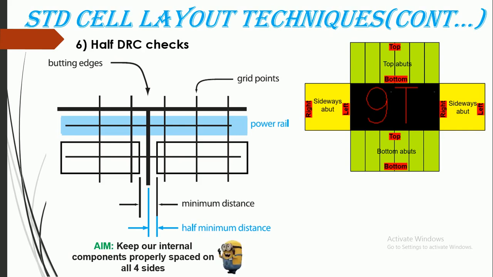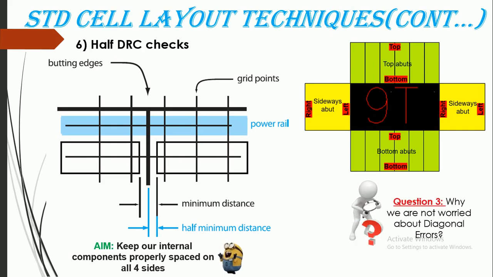And again, one more question came up from Faceless Man. He says, why are we not worried about diagonal layers? If you know the answer, please comment and let's move.